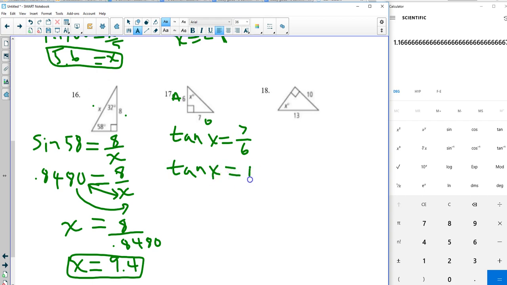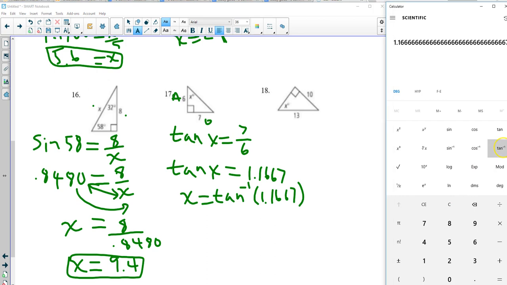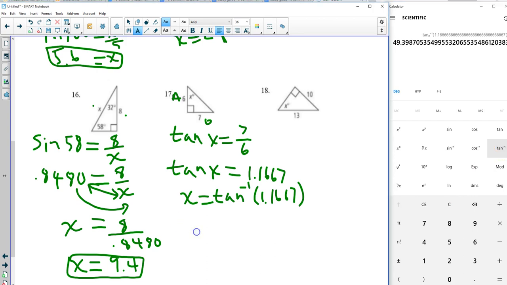So tan x is equal to 1.1667. Since we're looking for the answer in degrees, we have to use the inverse tangent. So x is equal to tan inverse of 1.1667. And so now I take the tan inverse over here, and that gives us x is equal to 49.4, because we're rounding to the tenths here.